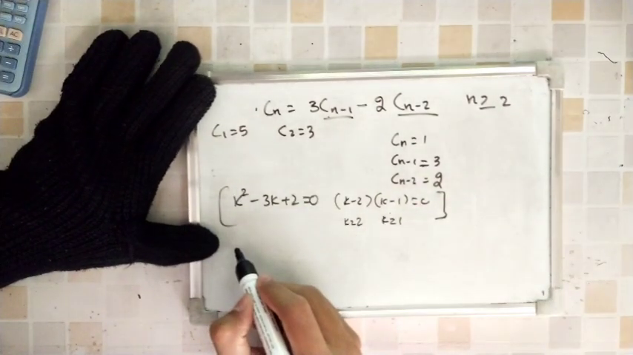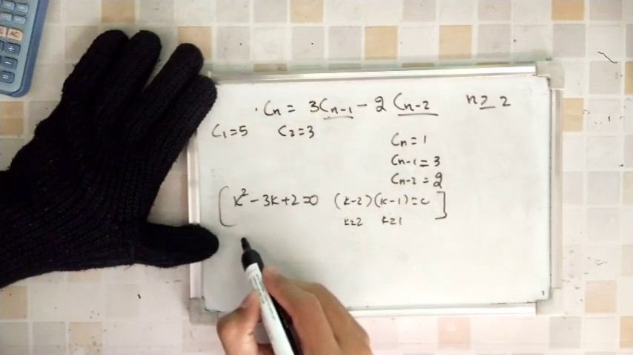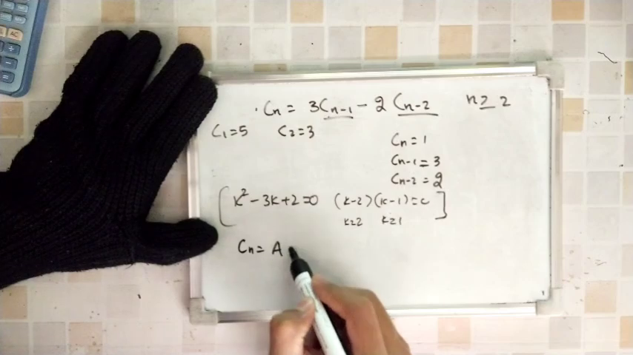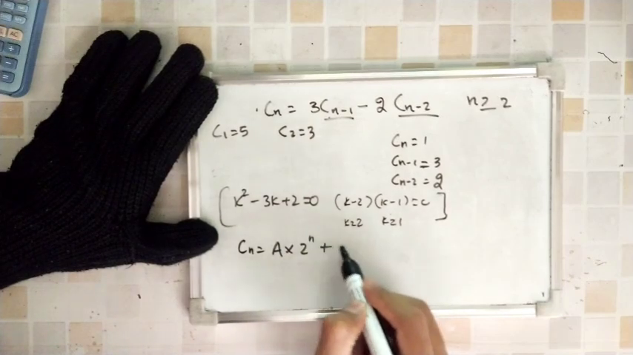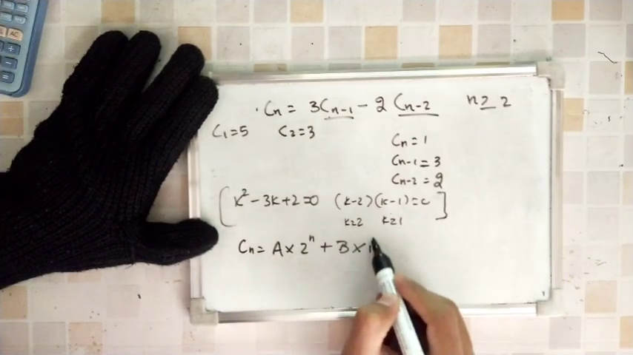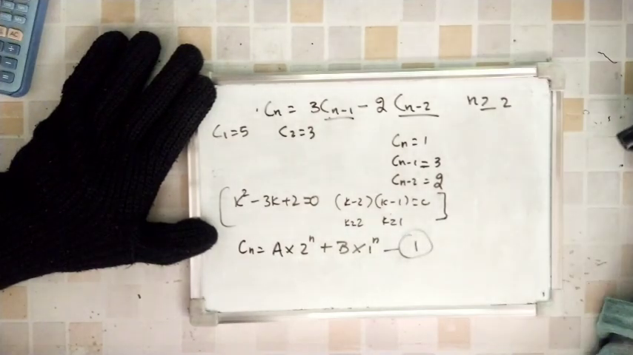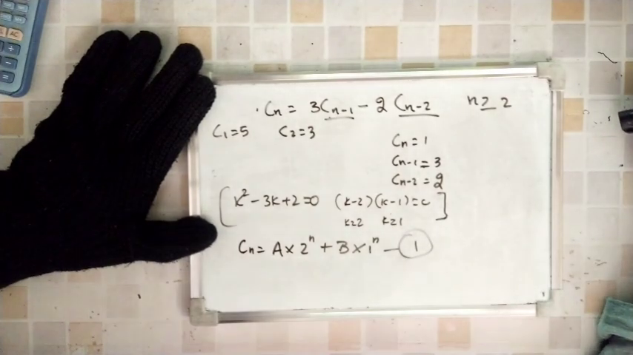Then the general solution for Cn is given by Cn equals capital A into 2 power n plus capital B into 1 power n. This is one equation, where A and B are arbitrary constants.